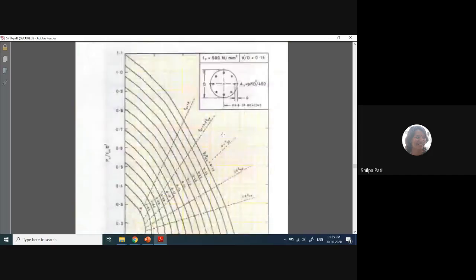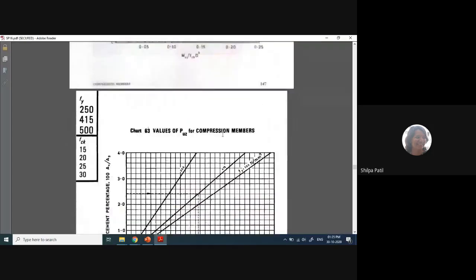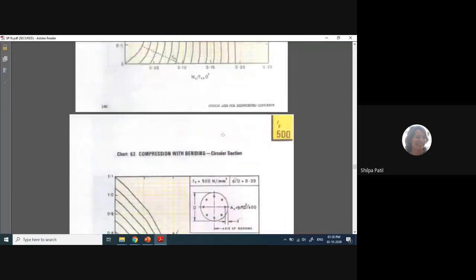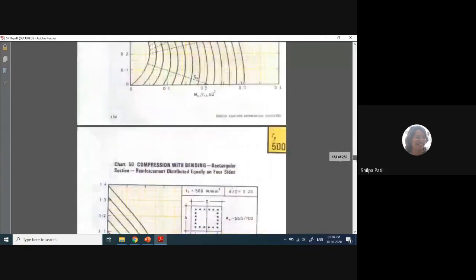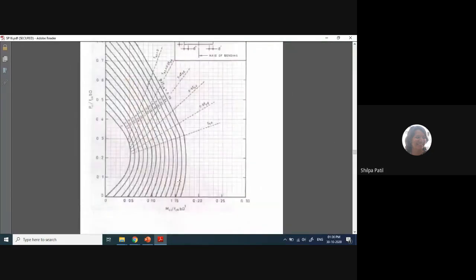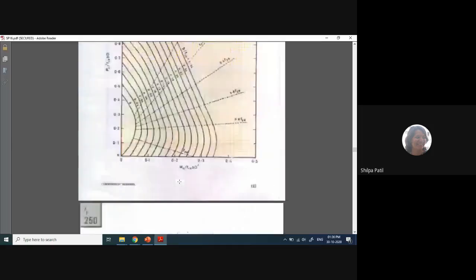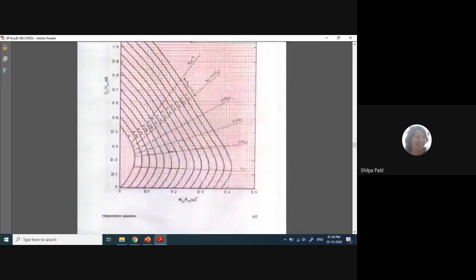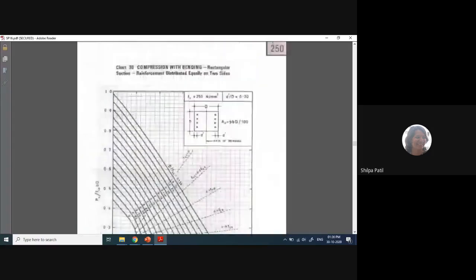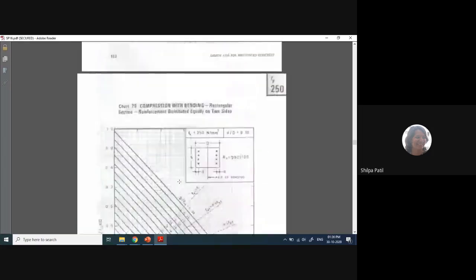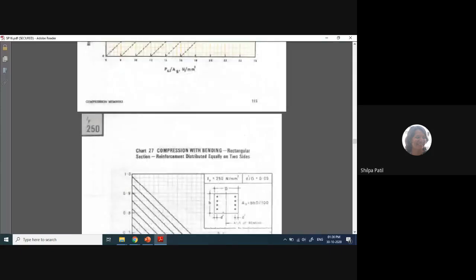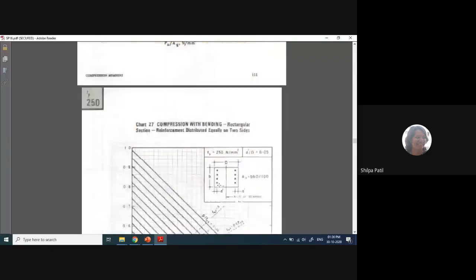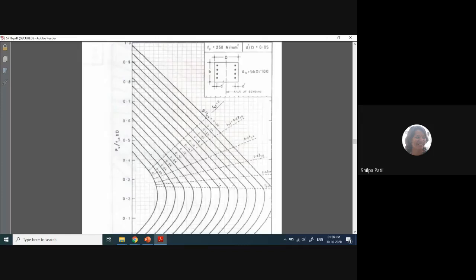Is it clear to everybody? The different interaction charts, interaction curves given in SP16. You have to download this SP16 and make use of these curves for completing the term work part. During the examination, of course, whatever data we obtain from this chart will be provided to you directly. Okay? Is it clear? Interaction curves, concept of interaction curve.